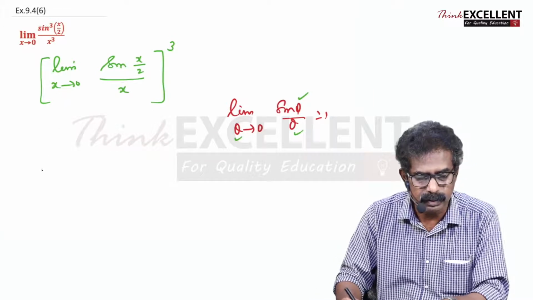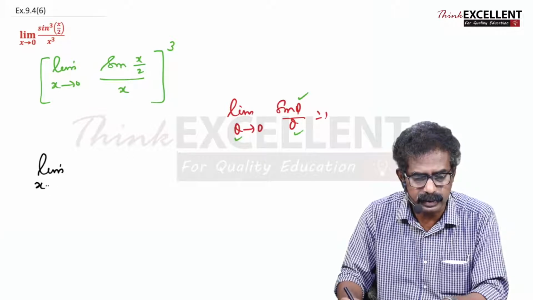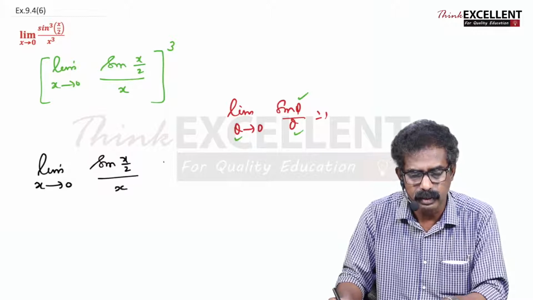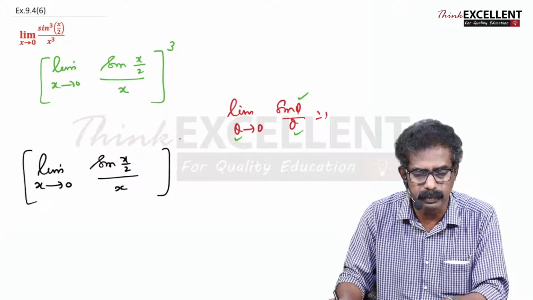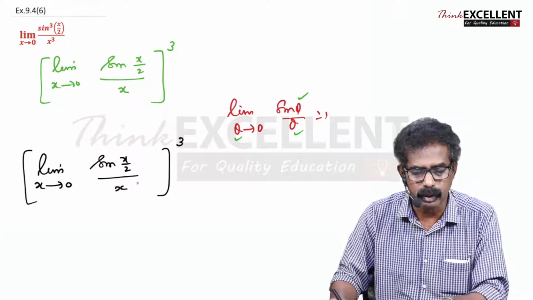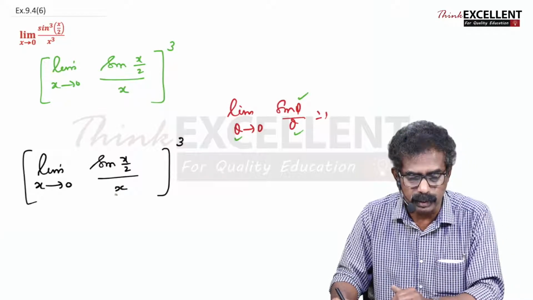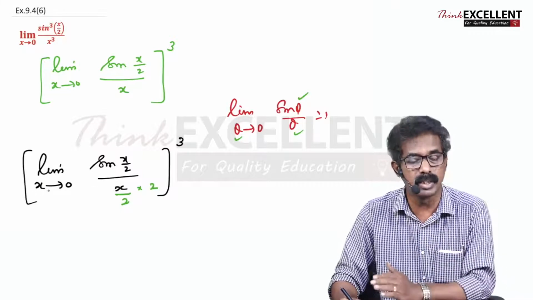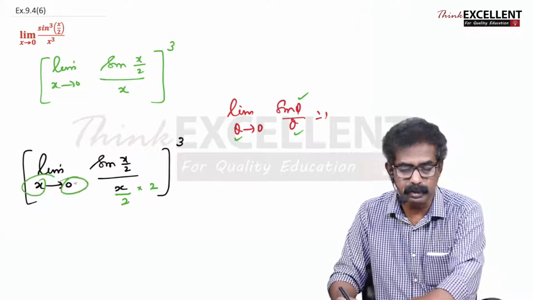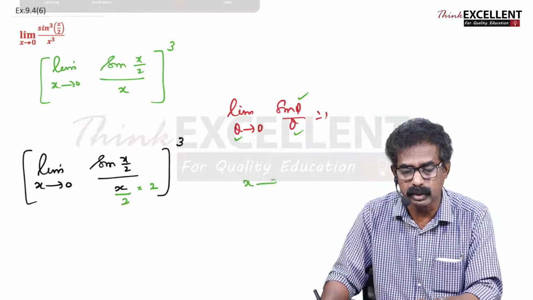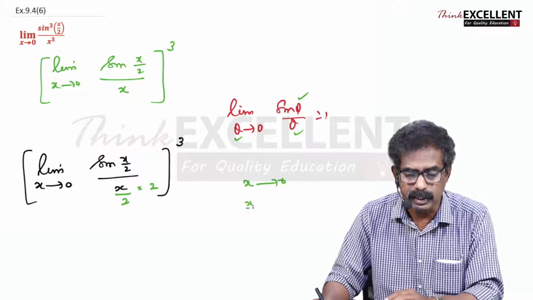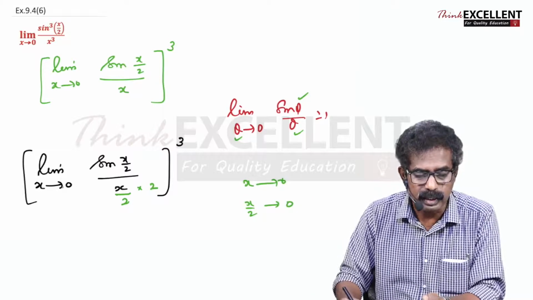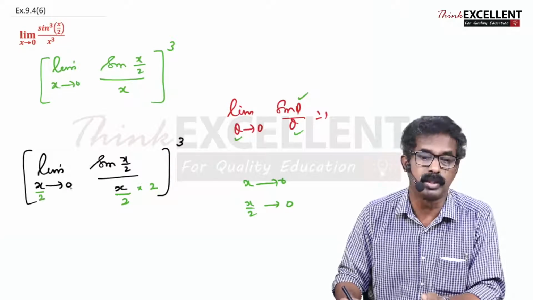Now please listen. Limit, what do you have? X tends to 0, sin x by 2 by x only we have, right? The whole cube. See what changes I am going to make. Since we have x by 2, I want denominator also x by 2. So here divide by 2 and multiply by 2. Limit x tends to 0. Both the sides you divide by 2 because I want x by 2. X is tending to 0. Both the sides you divide by 2. X by 2 is tending to 0 by 2. What is 0 by 2? 0 only. So x tending to 0 can be written as even x by 2 tending to 0.